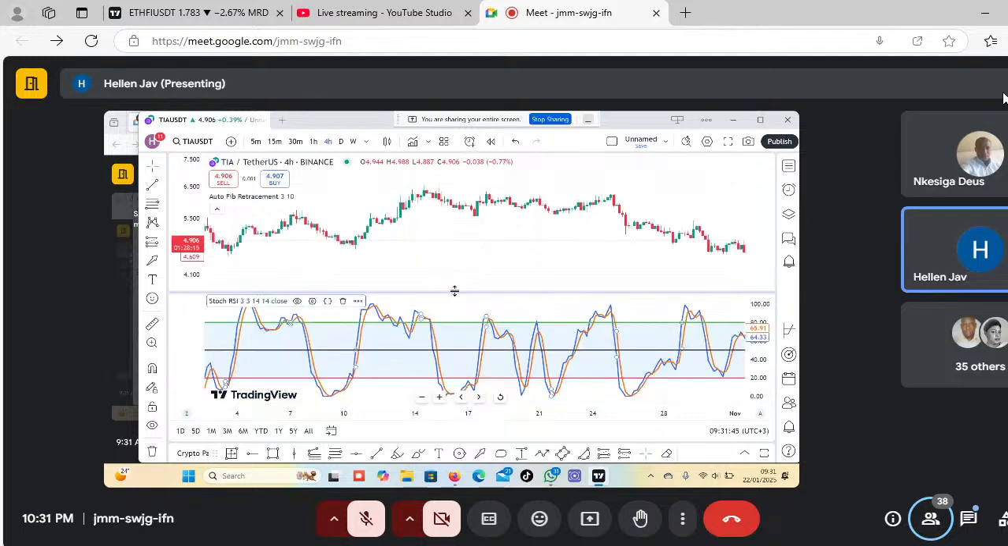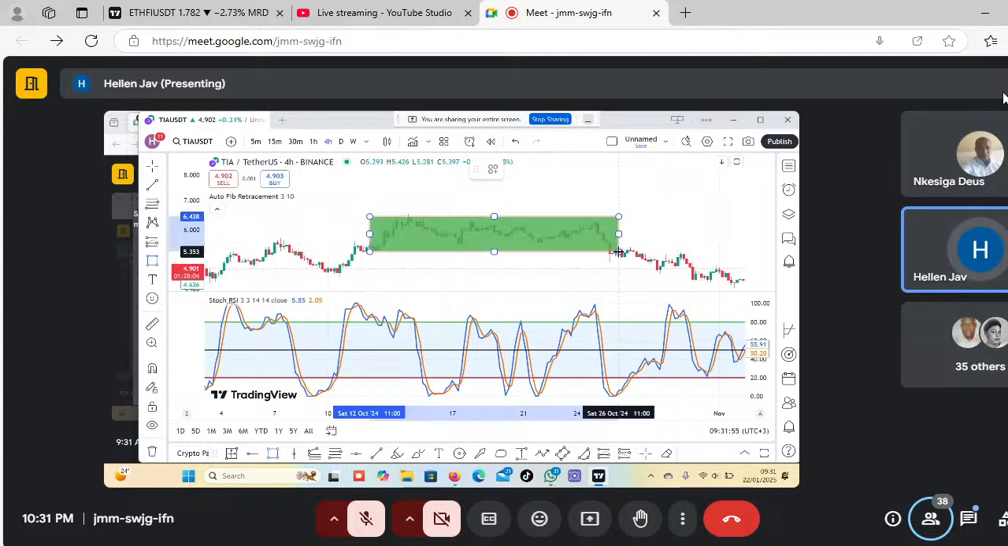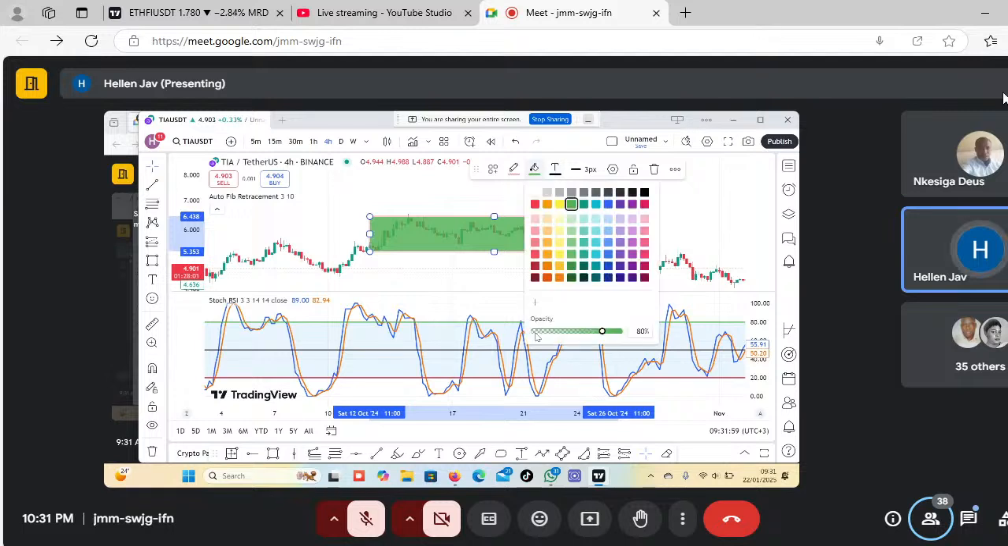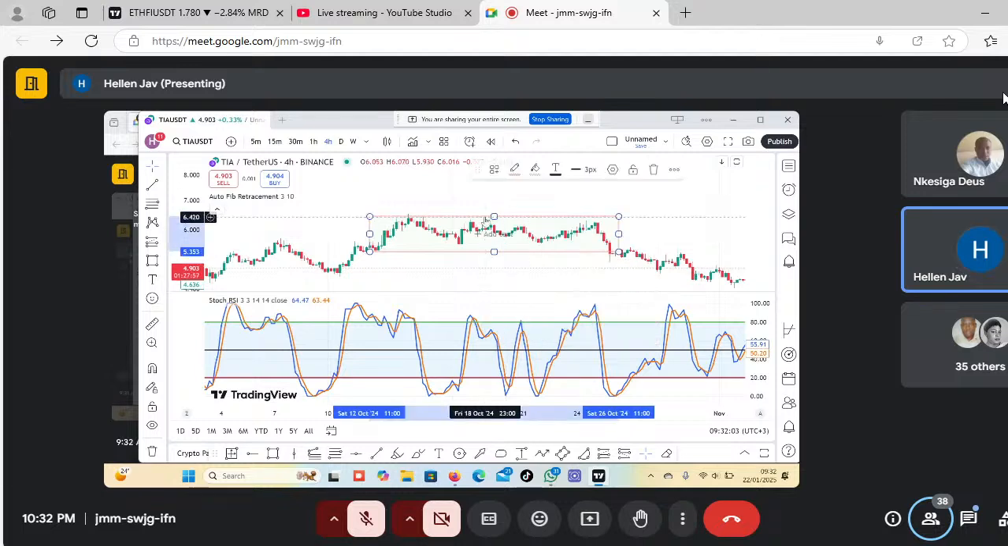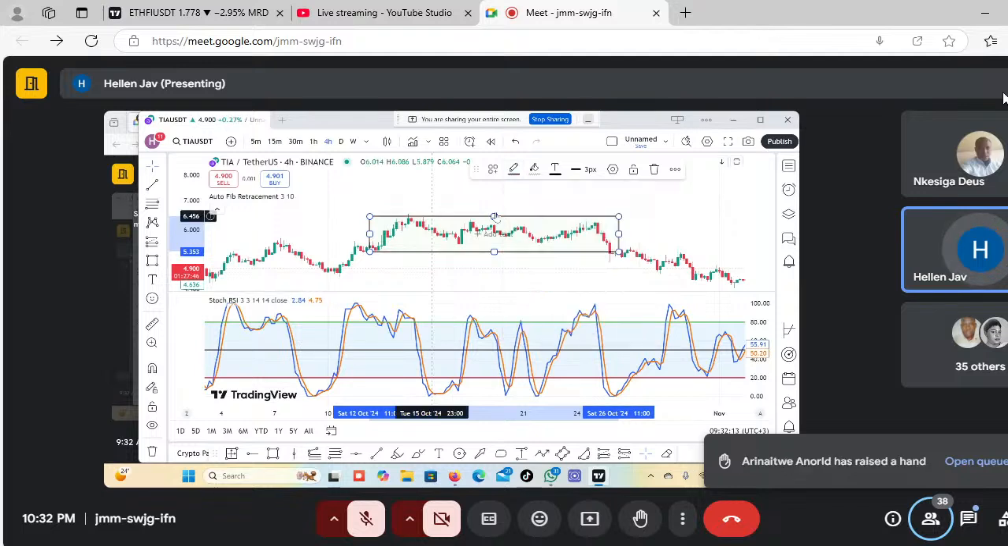Are you seeing this area here? Are you all seeing this area here? Let me try to put a triangle. This area from here up to here. Let me try to introduce a color so that you can see it. Are you guys seeing this area where I put my triangle? Are we all seeing it? I want to put a color which is visible. Literally, this area was ranging.